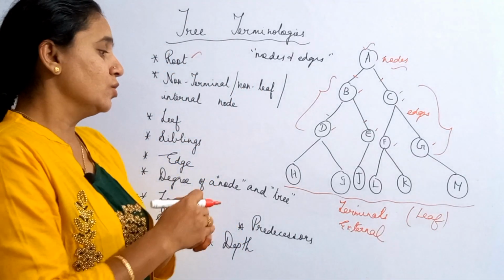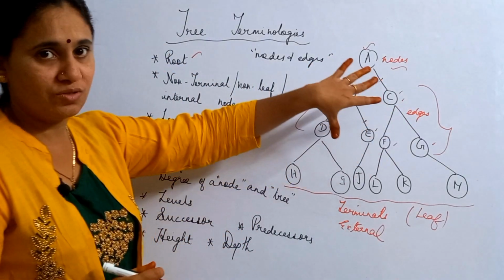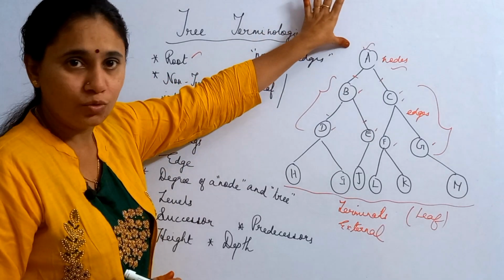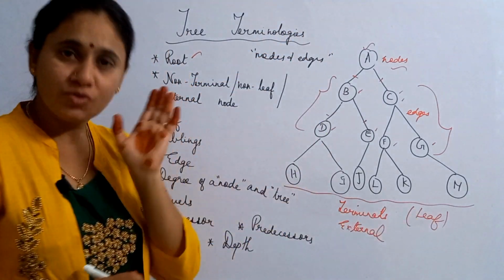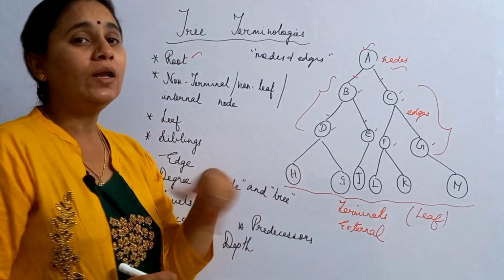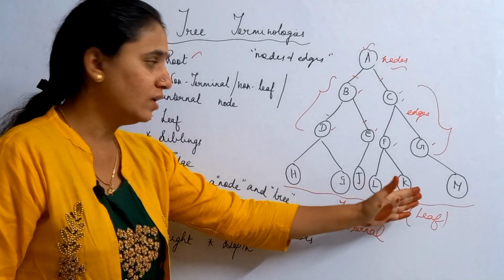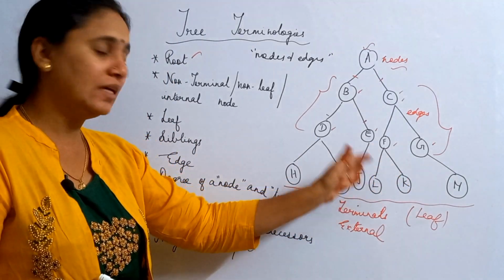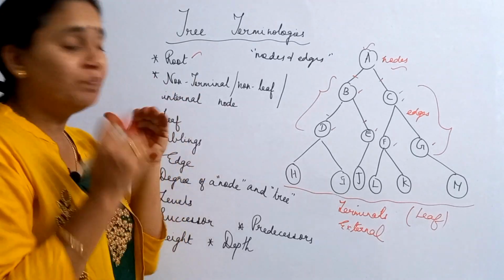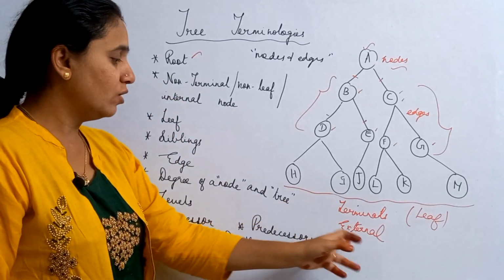Can you understand? So these are all internal nodes. Okay, so this is your root node. So the leaf nodes are also called terminals or external nodes. That is, these nodes are getting stopped, isn't it? So this we can see through the outside view, so we can call it an external node.